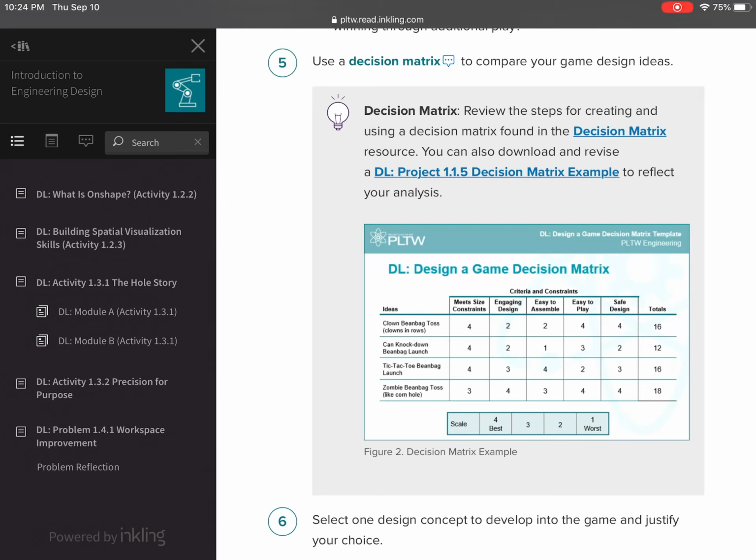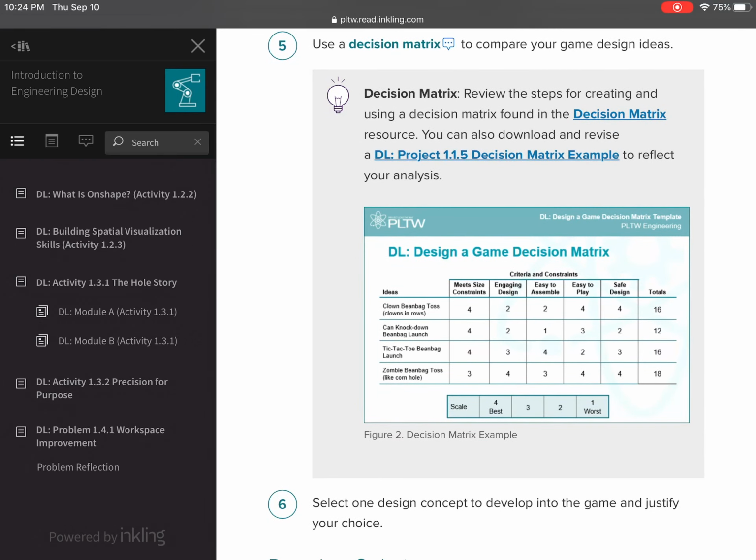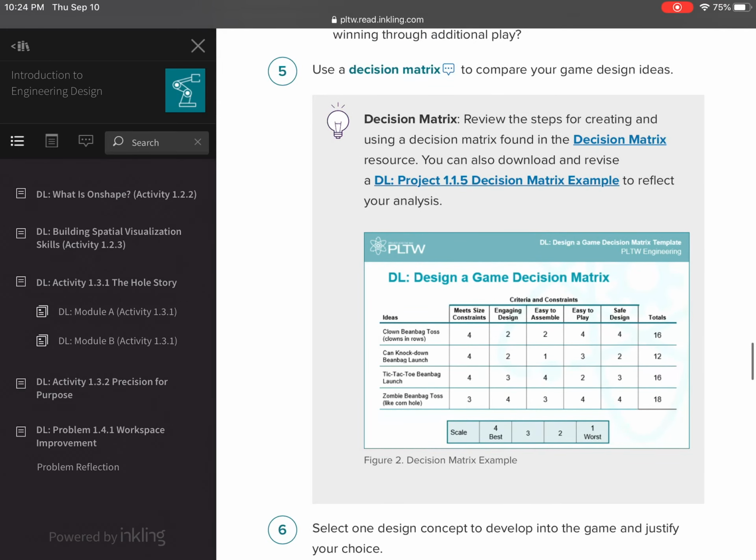You could rate yours on creativity. You could rate it based on time. Like, do you have enough time to do what you want? Okay, so anything that you think of to rate it, you can use it. Okay. Notice here they also have a scale at the bottom, 4 being the best, 1 being the worst. And what they're doing is they rank all these on that 4-point scale.